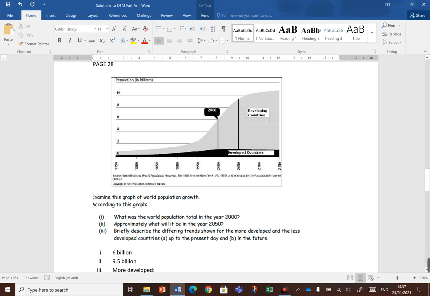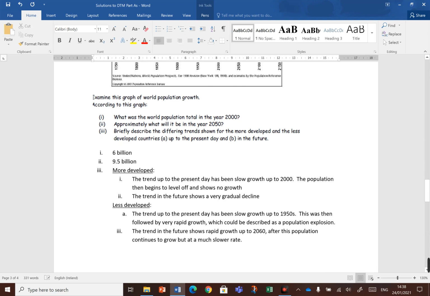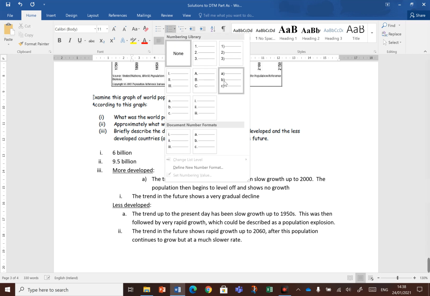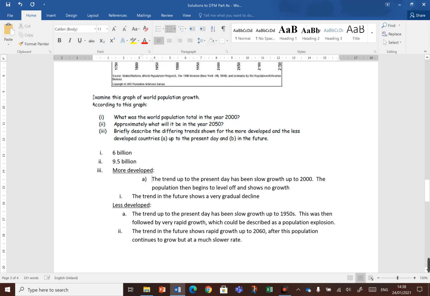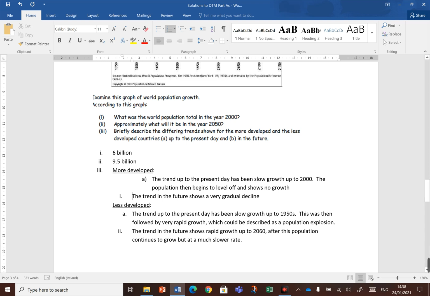Describe the differing trends shown for the more developed and the less developed countries. A, up to the present day, and B, into the future. So I started with the more developed countries first, and oh, sorry, that should have been A and B. I don't know why. This was definitely A and B over the weekend. Let me change this because it's going to A, B. Don't be annoying me now.